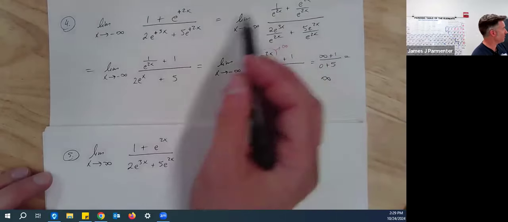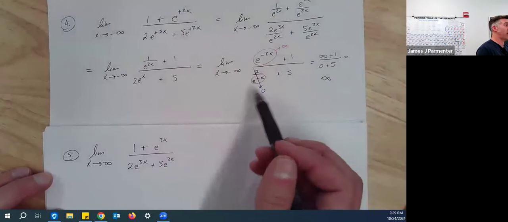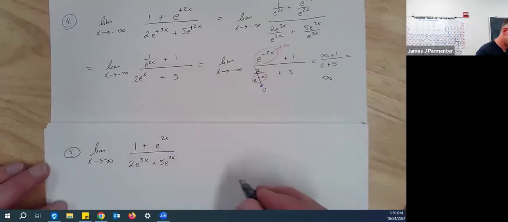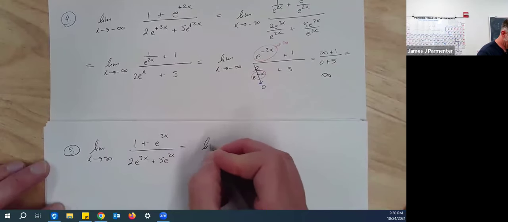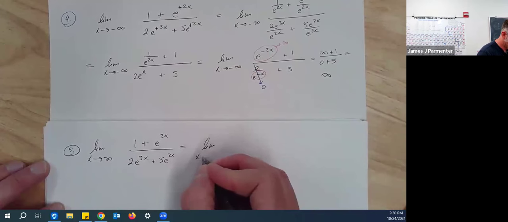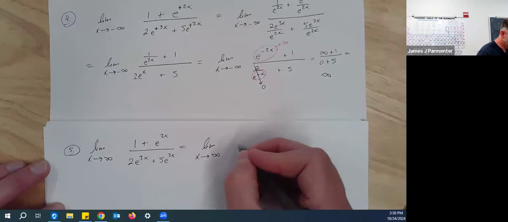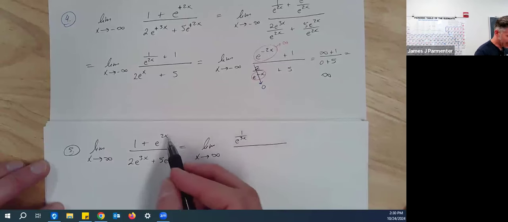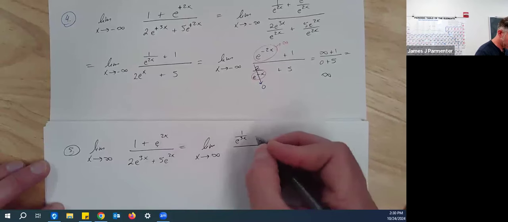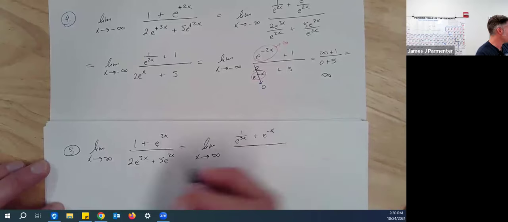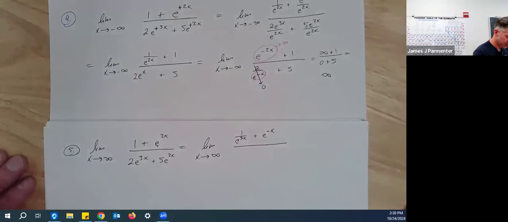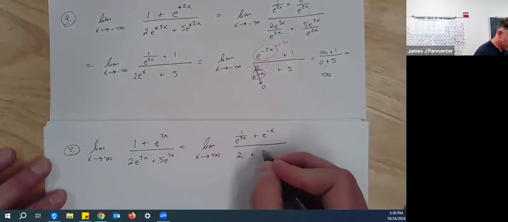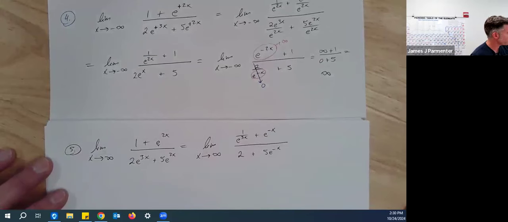I will say, even though this previous one kind of sucked, it was still the right way to do it. There wasn't a better way to approach that problem. So here, we're going to divide everything by e to the 3x. Okay, I'm going to do it without showing my work. So I'm going to get 1 over e to the 3x. E to the 2x divided by e to the 3x is going to be e to the negative x, because 2x minus 3x is negative x. I'm going to get 2 on the bottom plus 5e to the negative x.